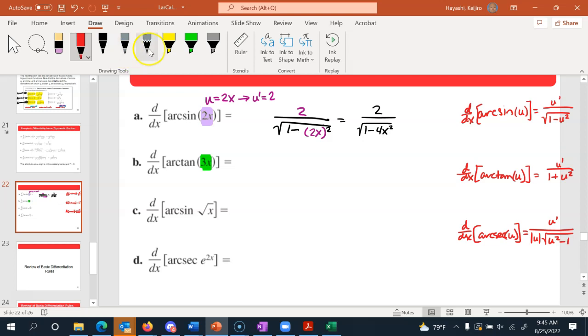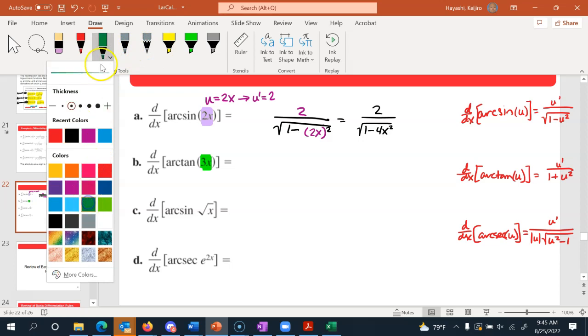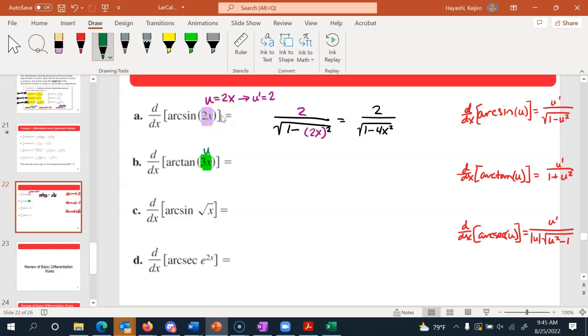Okay, so the arctan of 3x: if you identify your u and your u prime, your u is 3x, meaning that your u prime is 3. Then you just throw that u prime and u in here. So u prime is 3 over 1 plus u squared, so 3x squared, which simplifies to 3 over 1 plus 9x squared.